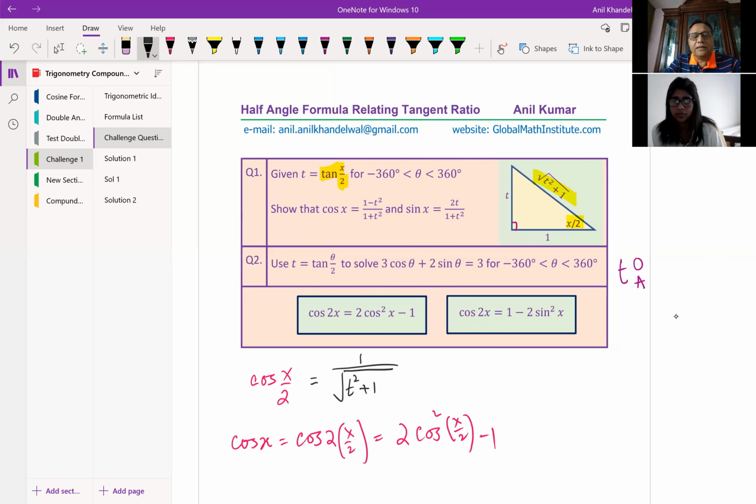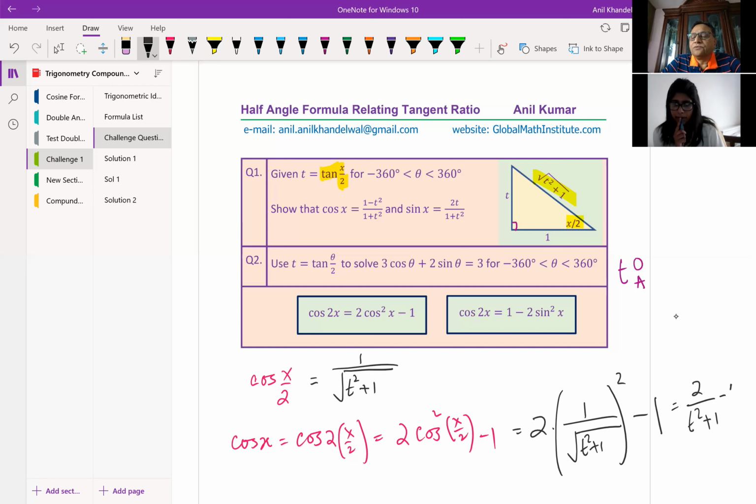Now we apply the formula that cos x is equal to 2 cos square x by 2 minus 1. So let's do the square of this. So 2 times the square of 1 over the square root of t square plus 1, whole square, minus 1, correct? So do you see how easy it is? We found cos of x by 2 and then substituted the value to find cos x, right? So square of this, the radical portion will go, right? So you get 2 over t square plus 1.